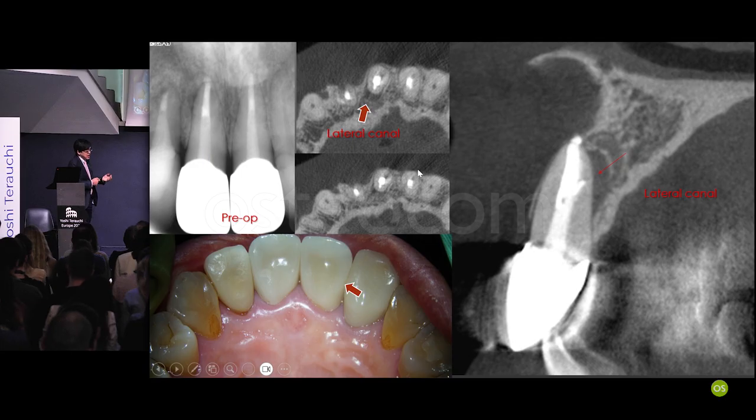This patient said, when I bite, I feel pain from the tooth. So this is the cause of the pain. You see the lesion developing on the lingual side.